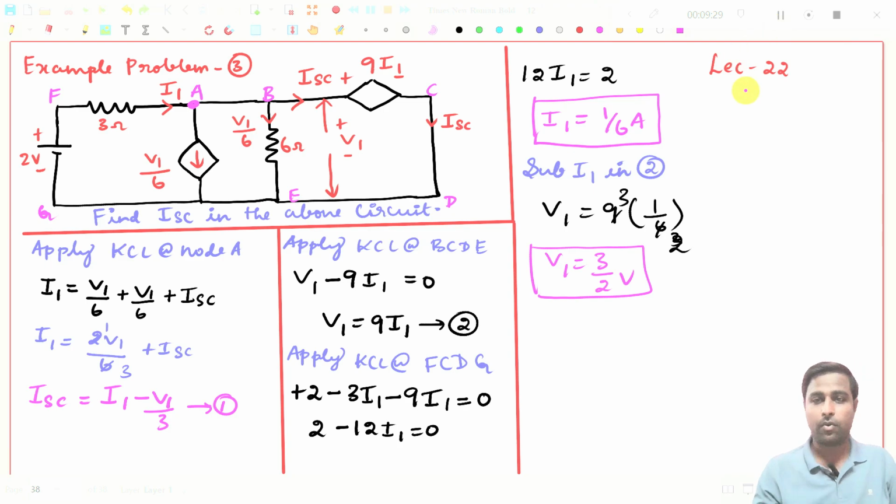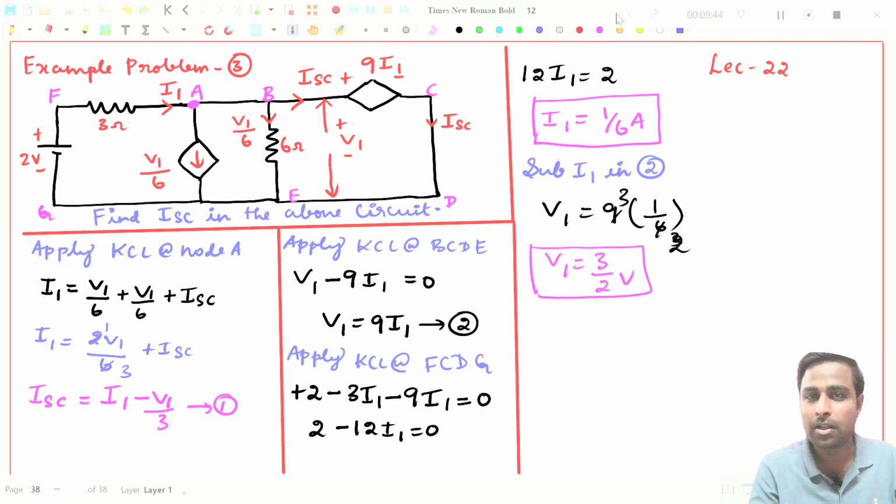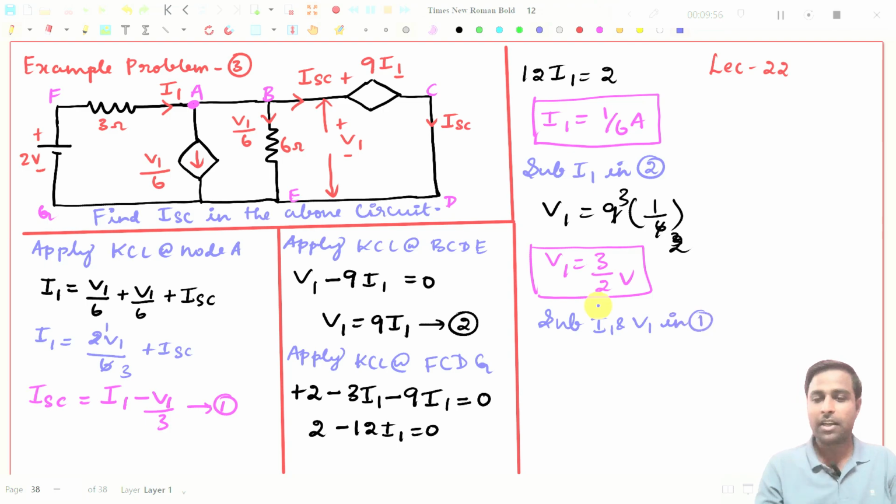We have found 3 by 2 volt. Now we have both I1 and V1, so we can substitute here. If you substitute here, we will get IC. That is our ultimate aim, right? IC is the thing you need to find. So it is simple now, right? So substitute I1 and V1 in expression number 1.